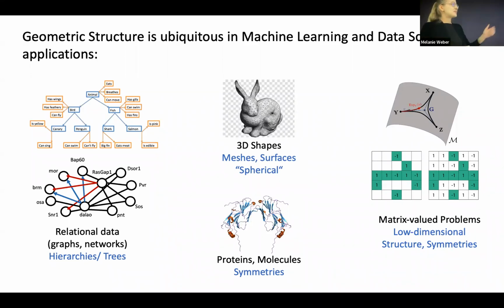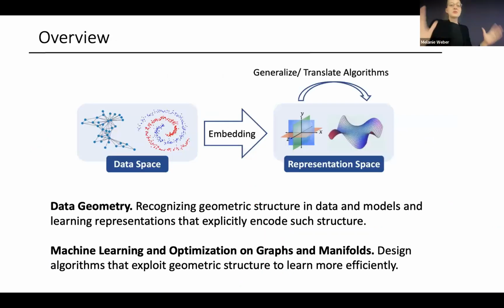We will see some symmetries in this talk, although of a different kind. The kinds of examples that we will see are motivated by matrix valued problems, where we can exploit low dimensional structure and also symmetries. So in general, in the context of observing geometric structure in data, there are two research themes that we can consider. The first one relates to data geometry. How can we recognize and characterize geometric structure in data? How can we learn representations that represent such structure? Again, this can be symmetries, this can be curved spaces, curved geometries.